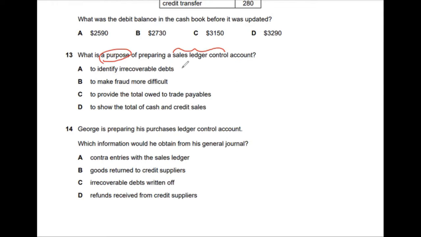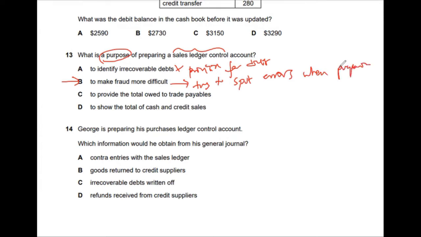To identify irrecoverable debts? No, not really. For this, you can look at provision for doubtful debts. So this is not really why companies prepare a sales ledger control account. To make fraud more difficult? Yes, this is the most likely option, because we try to spot errors when preparing the sales ledger control account. I will call it the SLC account.